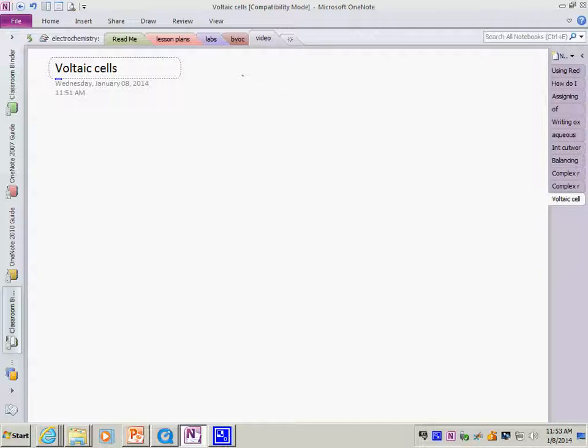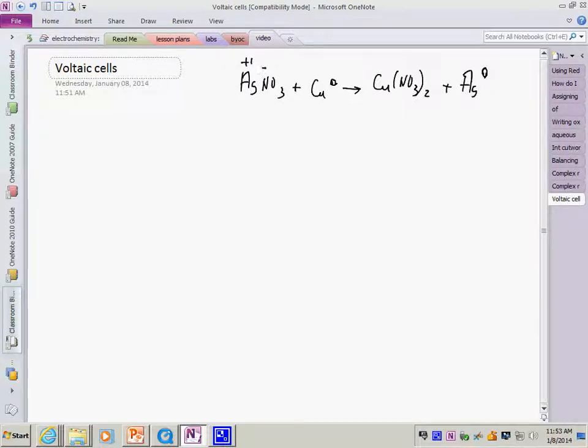So the reaction we've written as AgNO3 plus copper metal yields copper nitrate, Cu(NO3)2, and then the silver is now metallic, no charge. This is a redox reaction. You'll see charges are changing. These are the oxidation states: +2, +5, -1, and then nothing here.